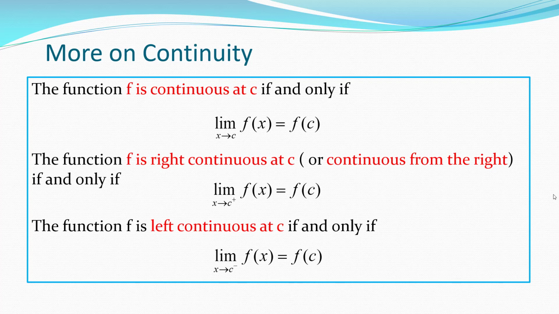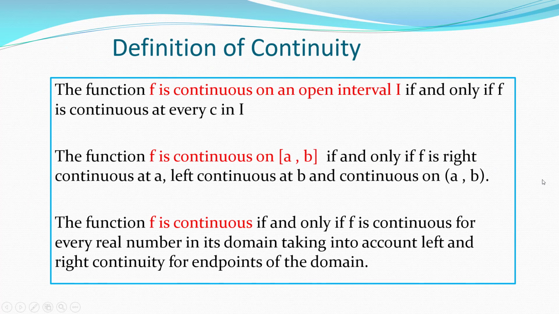We'll say that a function is continuous at a real number c if and only if the limit of the function as x approaches c is the function value at c. We can also get that the function is right continuous at c or continuous from the right, or left continuous at c or continuous from the left, if and only if the limit from the right or the left is the same as evaluation. Essentially, we're only worrying about numbers to the right or the left and not the entire full limit.